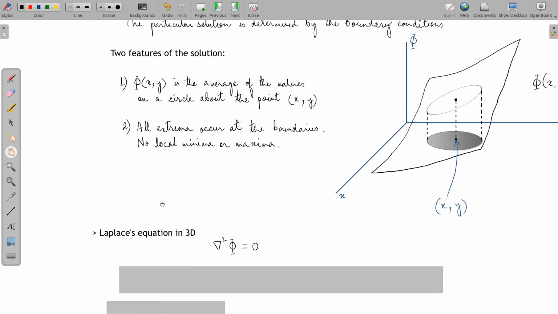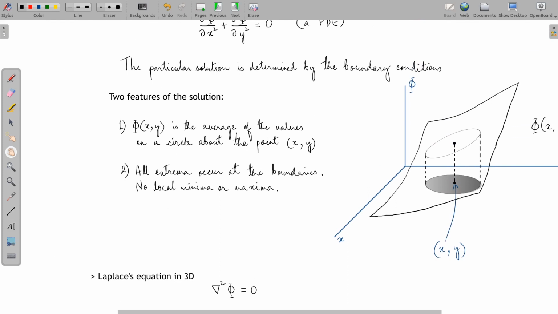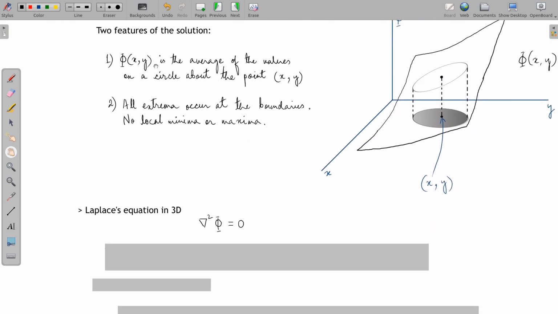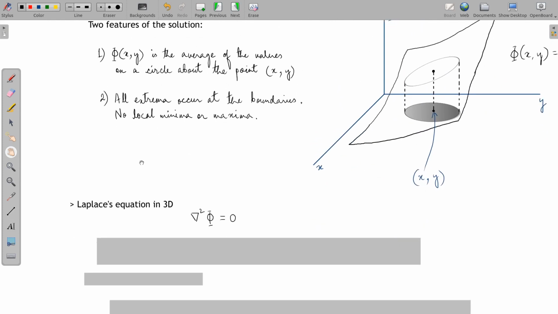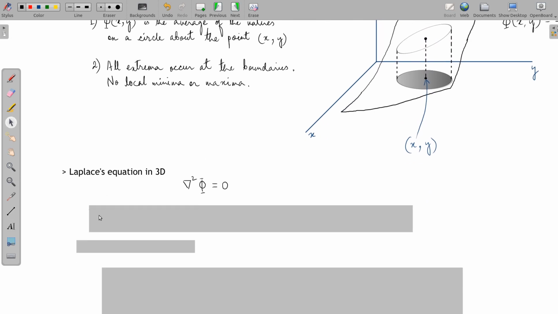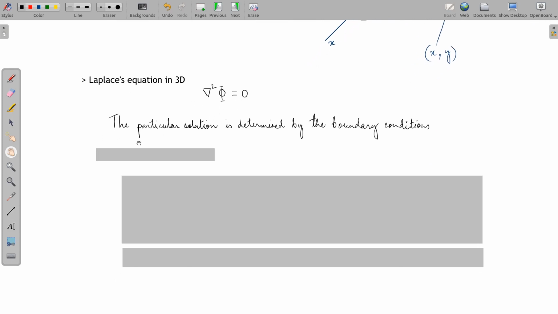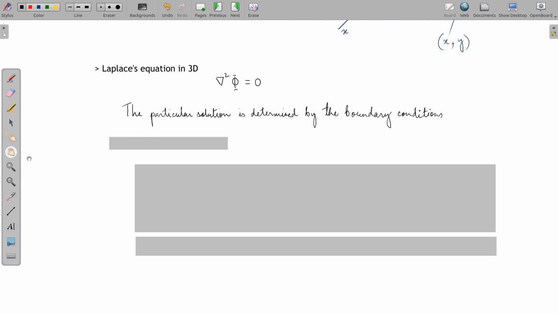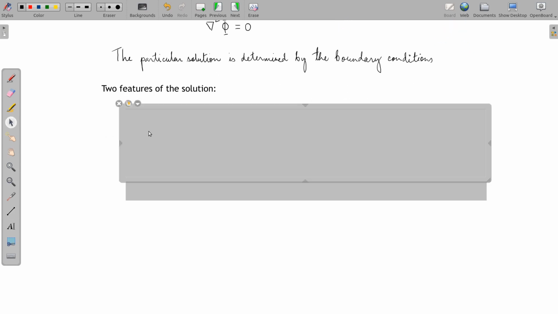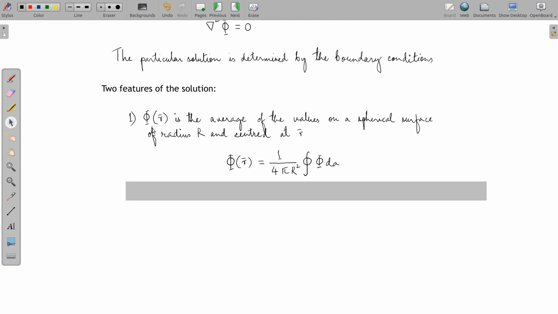But we can still arrive at the 2 features, what kind of solutions we will get. It will be just the same as this. The same features will be applicable here also. The particular solution in this case, because this is also a partial differential equation, is determined by the boundary conditions, and this will also have 2 features. And what are those 2 features? The first feature is that the value of phi at some point r is the average of the values on a spherical surface of radius r, which is centered at this same point r.